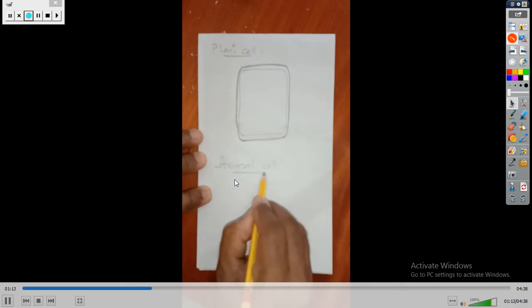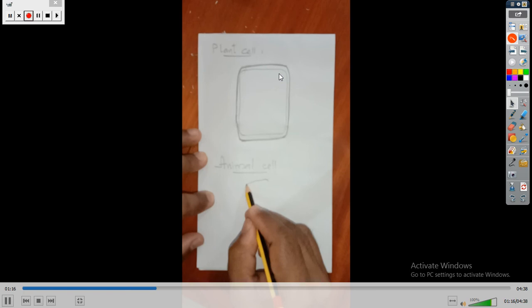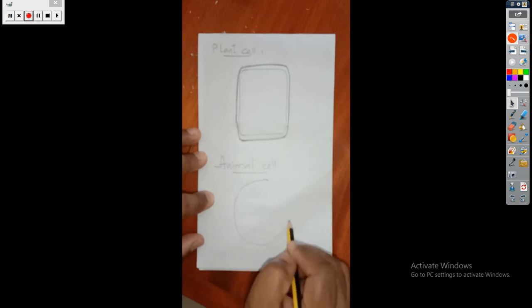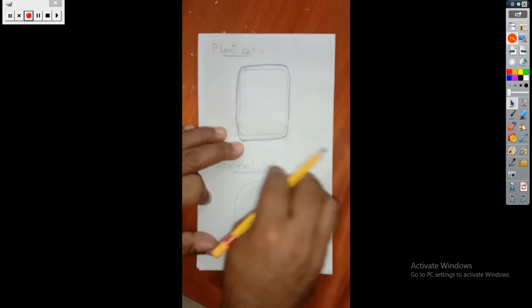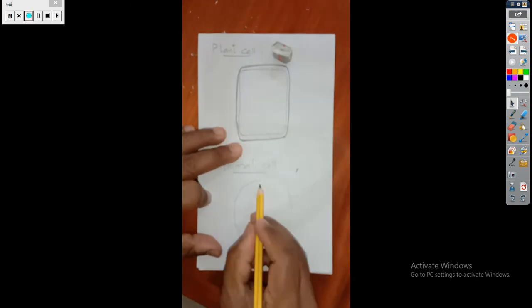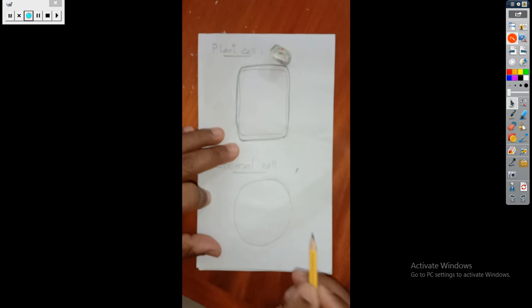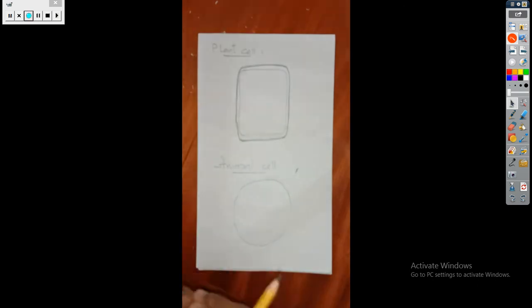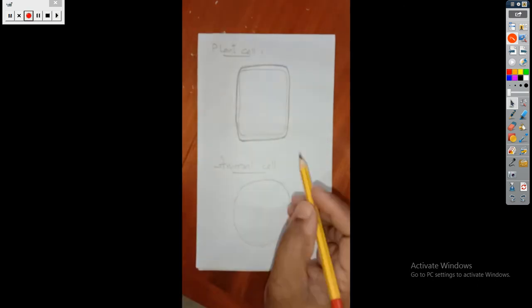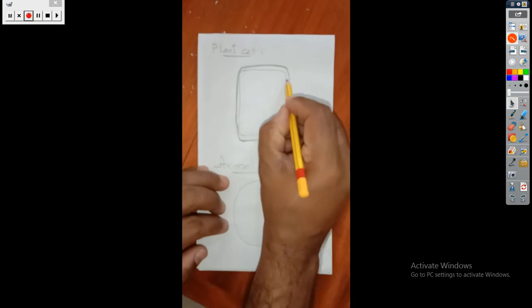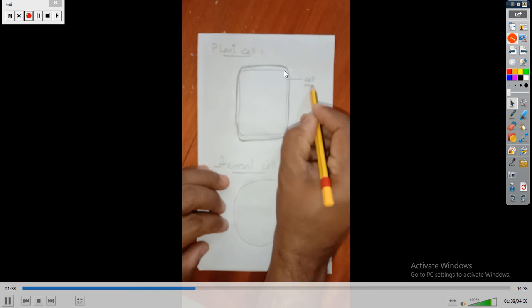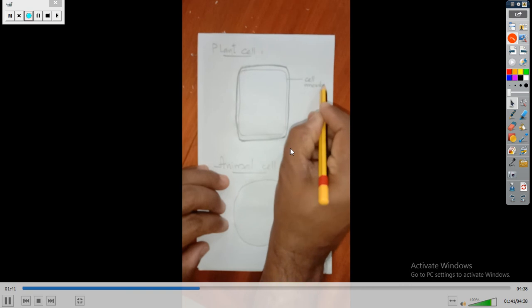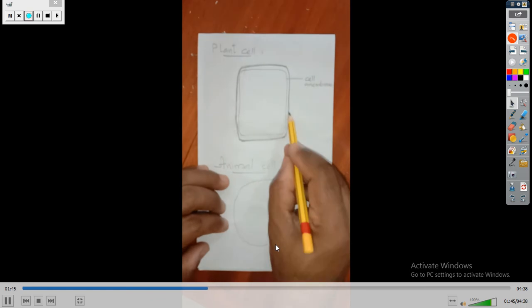Now I am drawing the animal cell, the outline of the animal cell here. The animal cell usually does not have sides. It is usually oval or spherical in shape, having the shape of a ball or an elongated ball, like that. So it will not have sides. Animal cells don't have sides, but plant cells have rigid sides. So that's the shape. We have drawn 4 sides here. It is oval in shape.